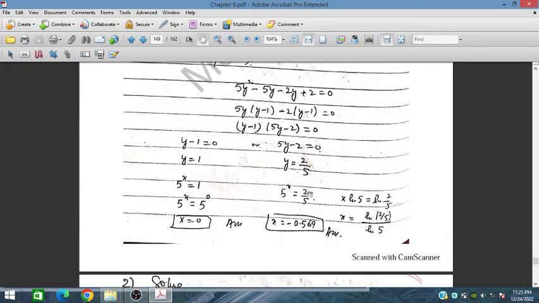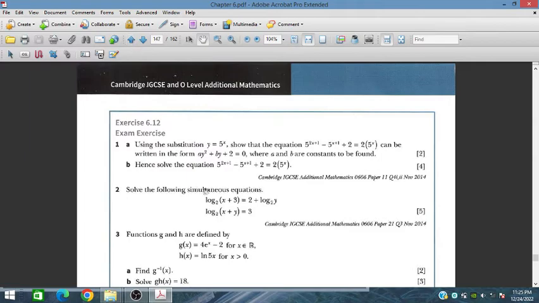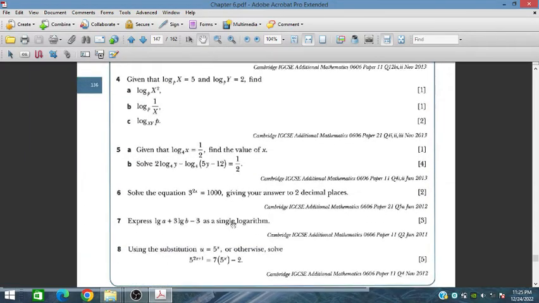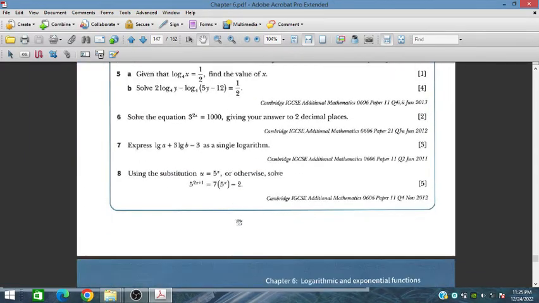Let's solve question number 5. We are given that log base 4 of x is equal to 1 over 2. Find the value of x. And in the second part, solve 2 log base 4 of y minus log base 4 of (5y minus 12) equals 1 over 2. So we will solve this exercise, question number 5.